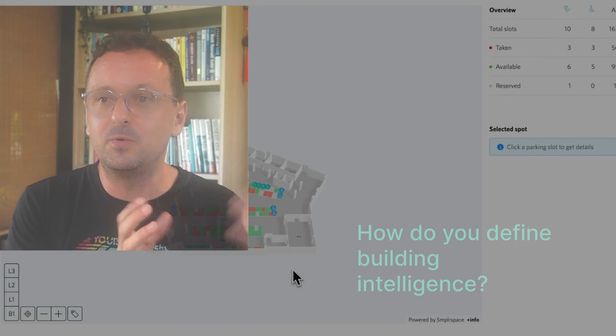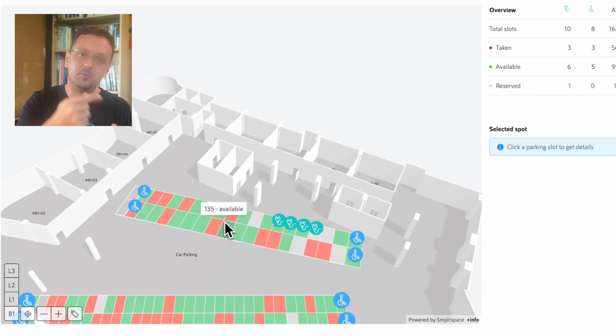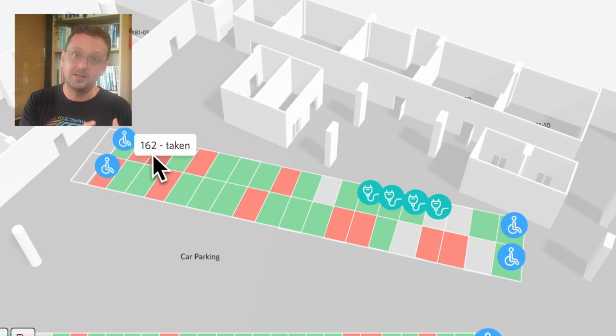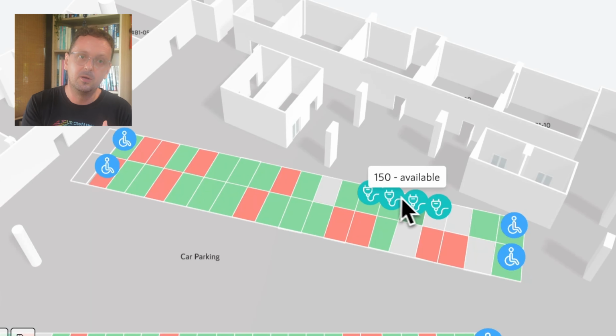I think on our side, when we say building intelligence, it's about empowering humans to understand the data about the buildings that they are managing so that they can make the best decisions.